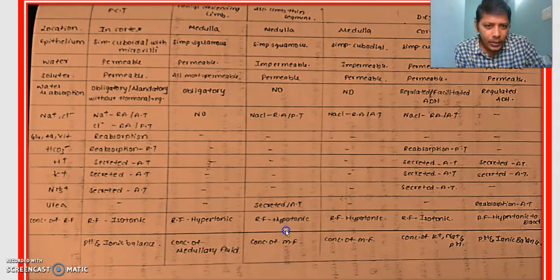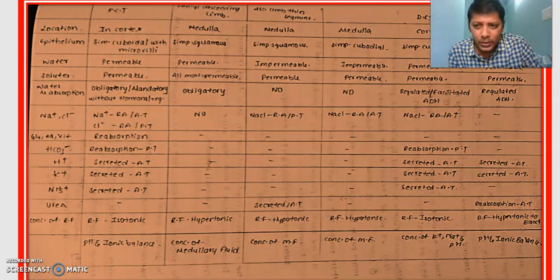Renal filtrate here is hypotonic compared to plasma, and the concentration of medullary fluid is the main function of this part. Concentration of medullary interstitial fluid. Next one, you have to write down here: ascending limb, thick segment.